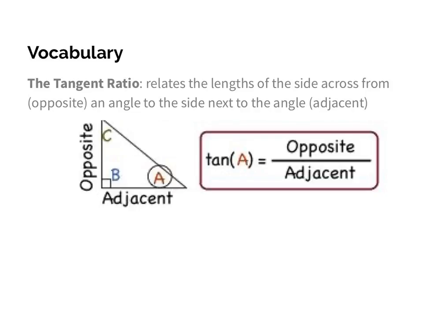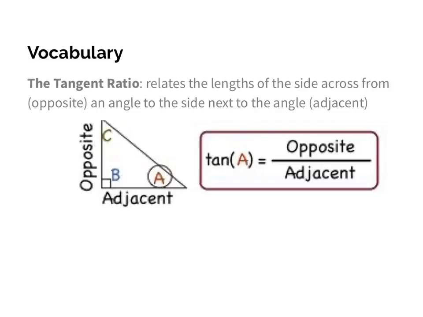So we talked about how sine and cosine relate the opposite side and the adjacent side to the hypotenuse. And again, what it does is it gives you a ratio, kind of like a percentage. So it's going to give you a decimal that represents what percent that side is compared to the other.